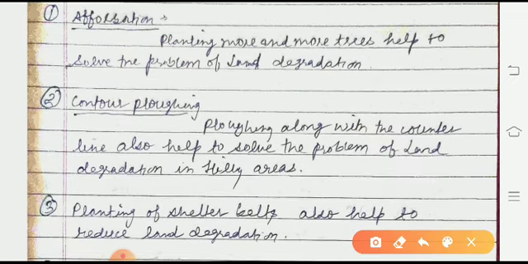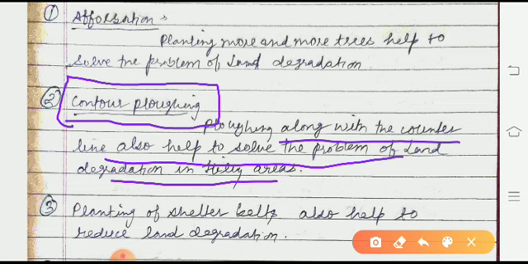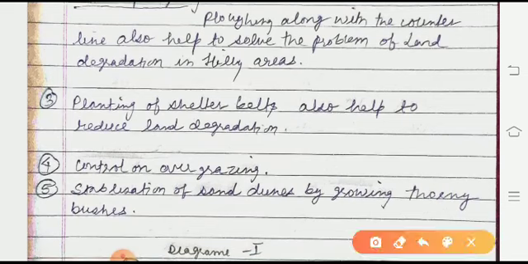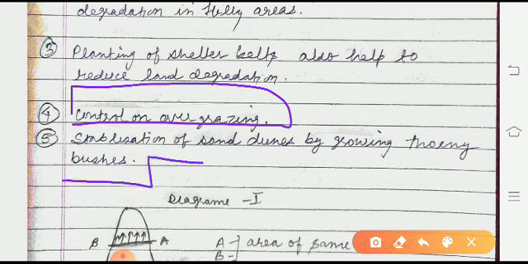Then contour plowing. Contour plowing is a method used basically in mountainous areas. In mountainous areas, people start cultivating an area along the contour lines, which further reduces the flow of water and helps to prevent land degradation. Then shelter belts. Shelter belts also help to reduce land degradation. Then fourth, control over overgrazing as well as stabilize sand dunes.